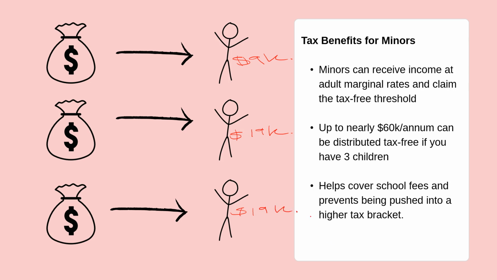So that can obviously help and go a long way towards covering school fees and things like that for the kids, but it also means that's nearly $60,000 of income that doesn't go on top of the beneficiary's pay packet and put them into that higher tax bracket.